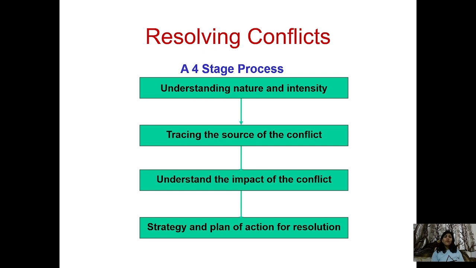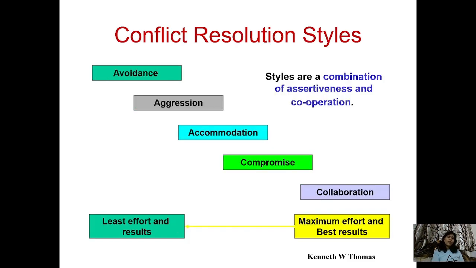Resolving conflict: here again there are four stages. The first stage is understanding the nature and intensity. Then tracing the sources of the conflict, understanding the impact of the conflict, and then strategy and a plan of action for resolution. Conflict resolution styles are avoidance first, second aggression, then accommodation, then compromise and collaboration. Styles are a combination of assertiveness and cooperation: least effort and result, and maximum effort and best result.